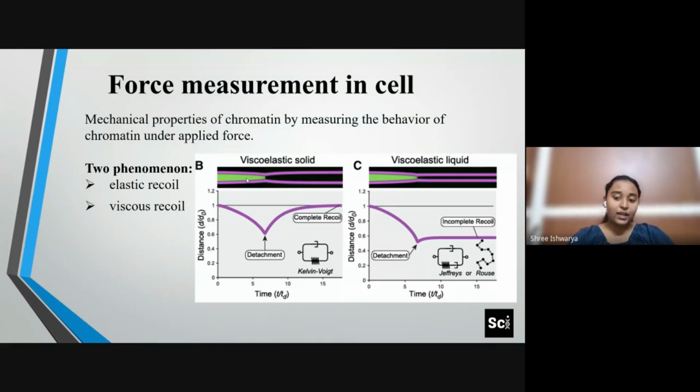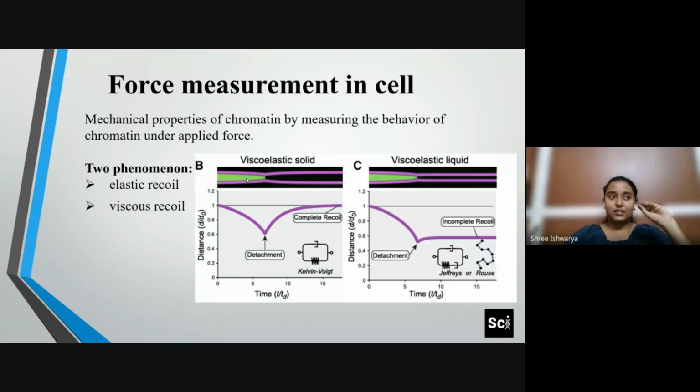Whereas in viscous recoil, it has an incomplete recoil. Whenever the force is released, the chromatin material is not going back to its original position. So that is an incomplete recoil in most cases. Therefore, the researchers concluded that chromatin is a viscoelastic liquid, not a solid or purely elastic. It is not completely recoiling, it is incompletely recoiled. So it is an elastic material, but also viscous. Therefore, it is a viscoelastic liquid.